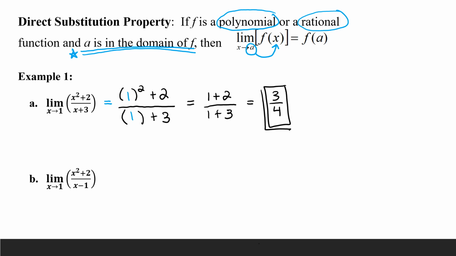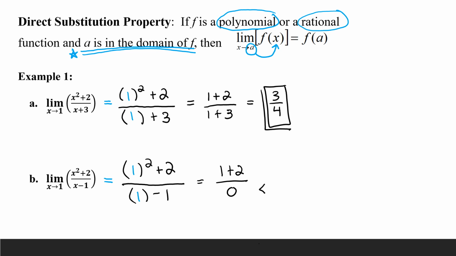Now let's take a look at this next limit. So we have the limit as x approaches 1 of x squared plus 2 over x minus 1. And if we try to directly substitute, we will get 1 squared plus 2 over 1 minus 1. Now it'll be equal to 1 plus 2 over 0, and that means that this is undefined.